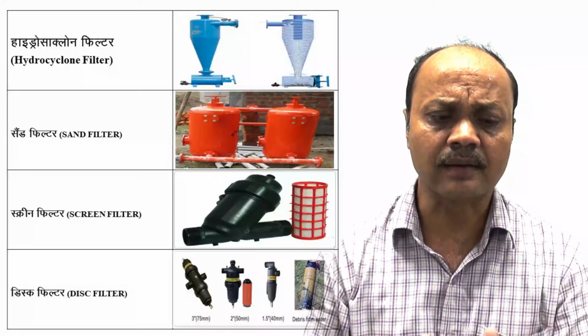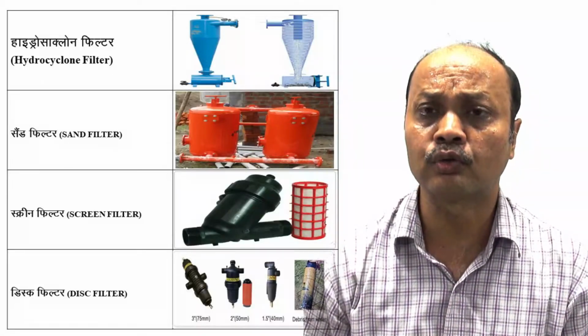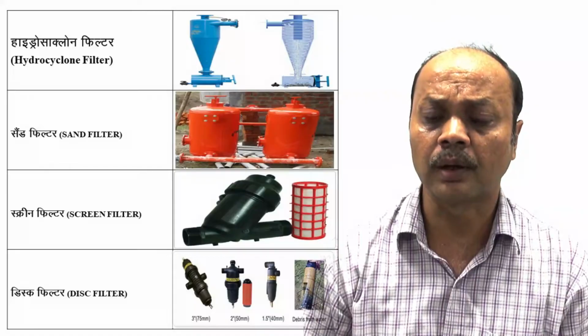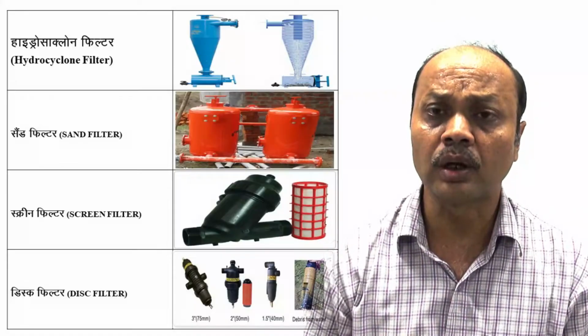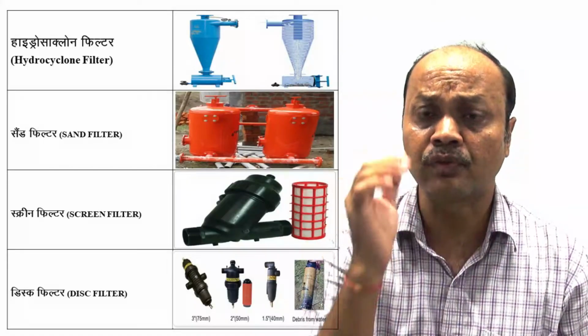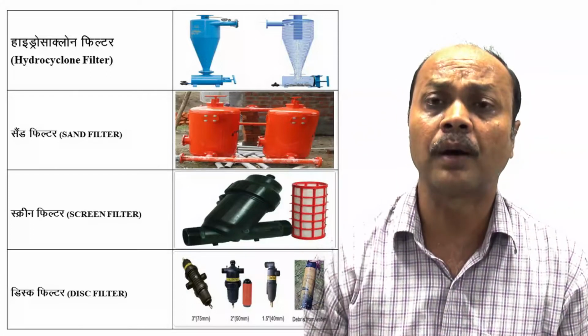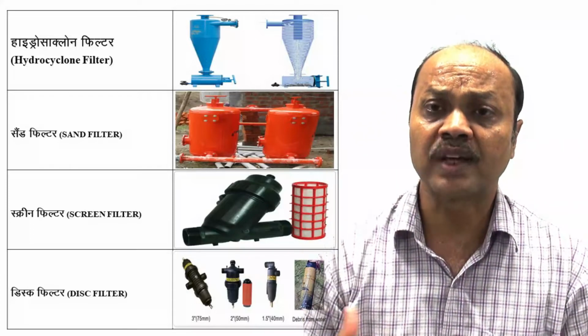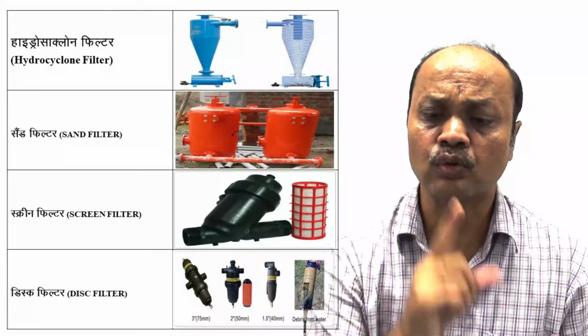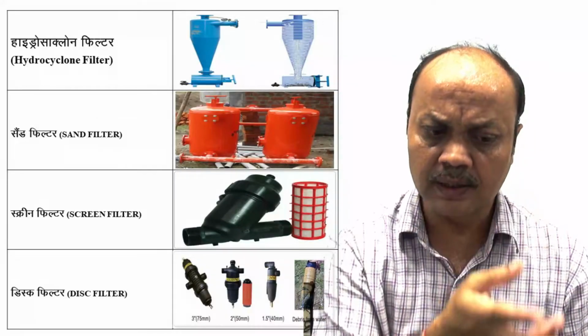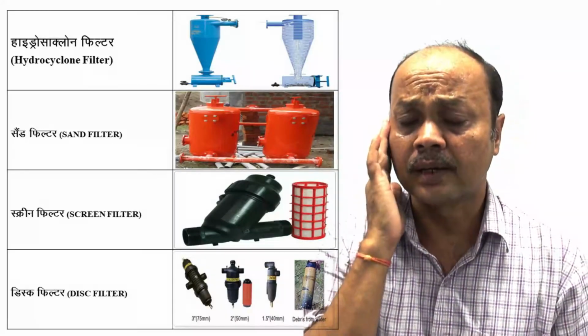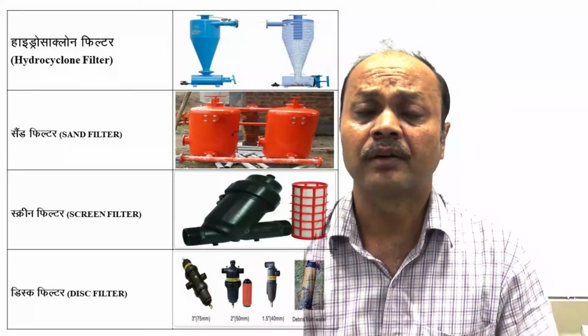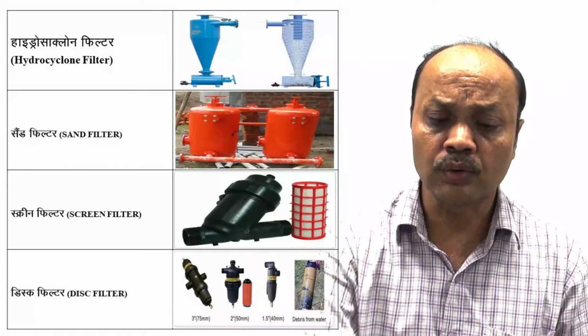These are, for example, the hydrocyclone, which is also called a centrifugal filtration system, based on centrifugal force. Normally, if there is more sand and bigger particles, you use the cyclone filter. And this is the sand filter, normally used in some places. Basically, you pass the water through a bed of sand, with various sizes of sand particles.